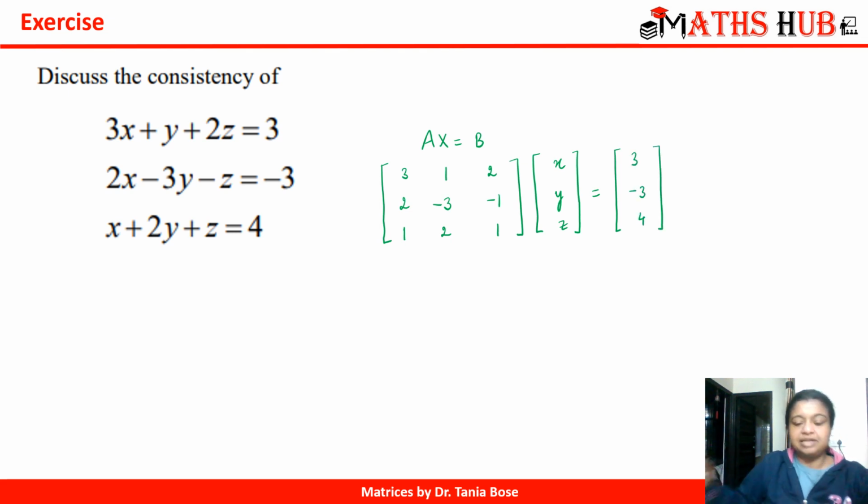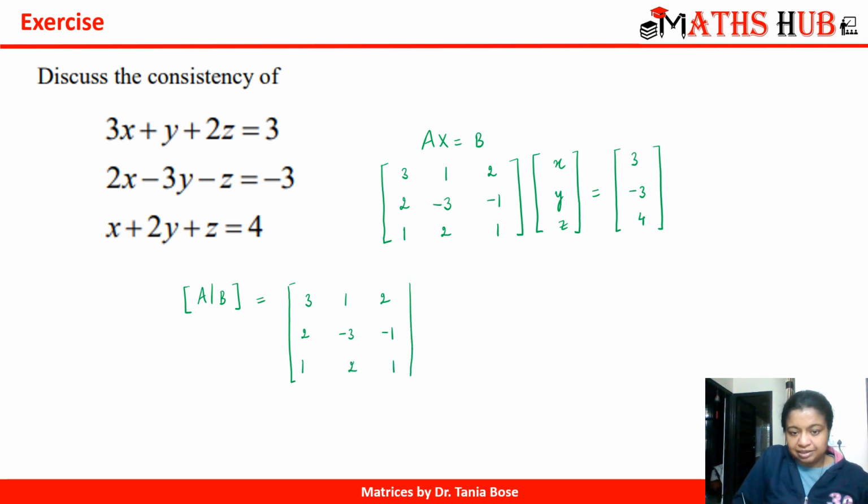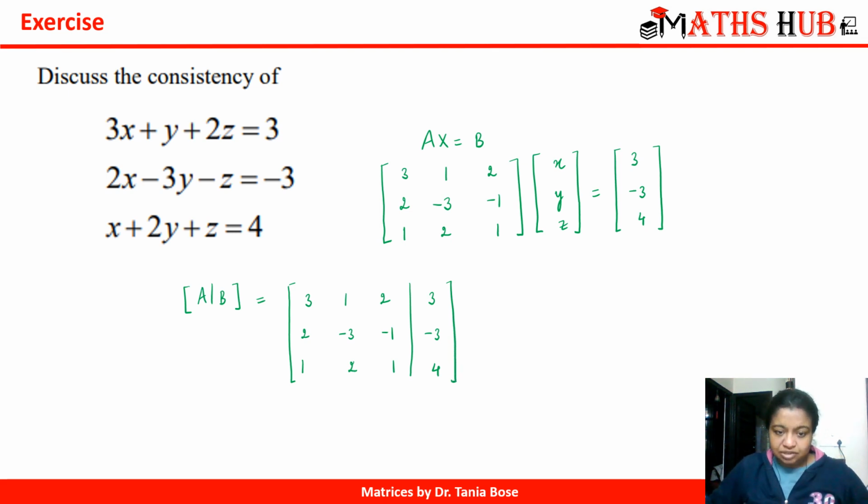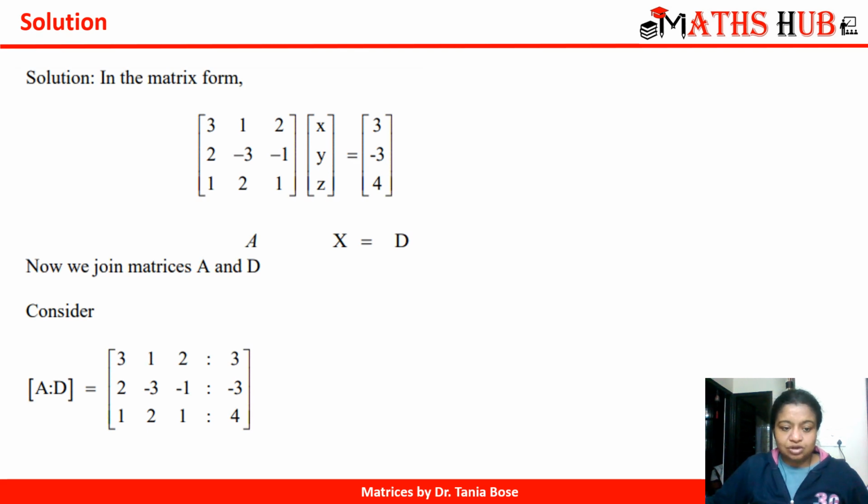The next step is to write the matrix in the form of A augmented B. So we need to put the two matrices together with a separation. We will write 3, 1, 2, then 2, minus 3, minus 1, then 1, 2, 1, and then we'll put a dotted line and write the right hand side vector as 3, minus 3 and 4, right? Now after this step, we have to reduce this matrix to an echelon form to get the rank of this matrix. This is how we have written it into an augmented matrix.